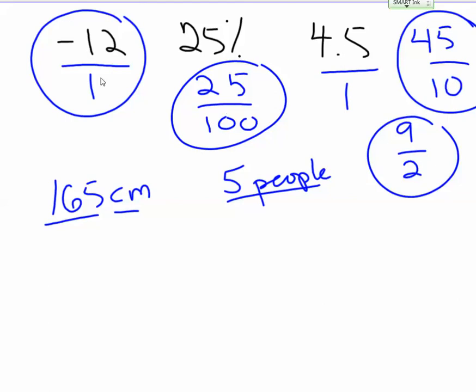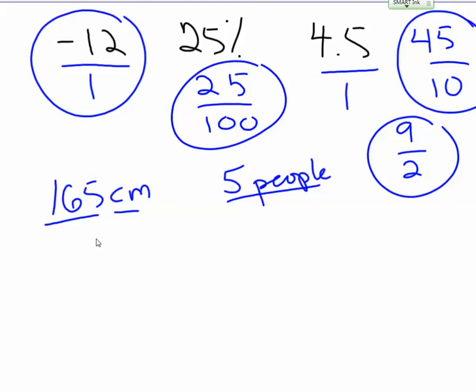So look how you make it a rational number by making this a fraction. You put the negative 12 over 1. Percent means out of 100. 4.5 you put over 1. And then you need to make it so there's an integer in the numerator, so you multiply both the numerator and denominator by 10 and you get 45 tenths. Or you could just double both of them and get 9 over 2. These are both correct. In fact, there are infinite correct answers.